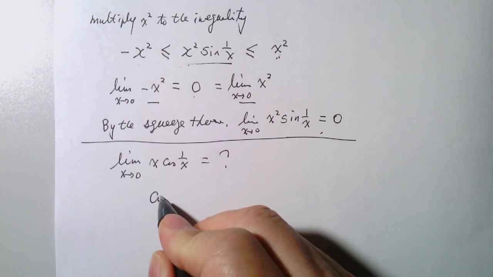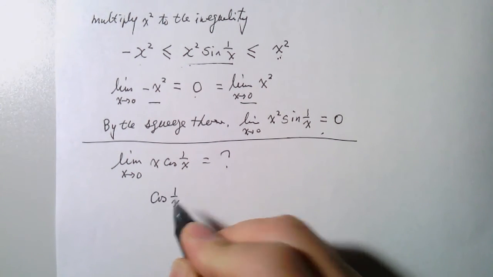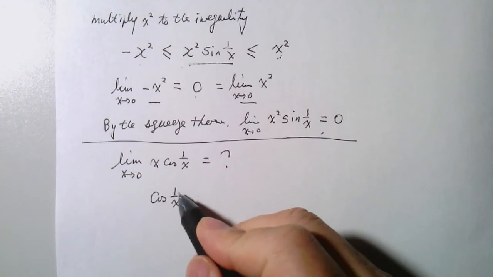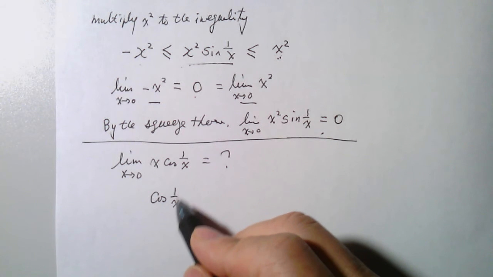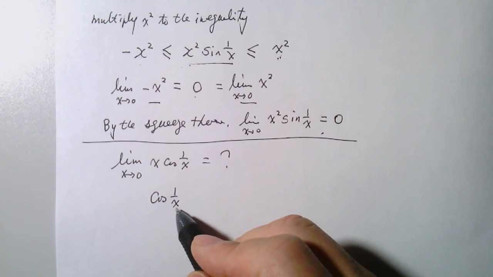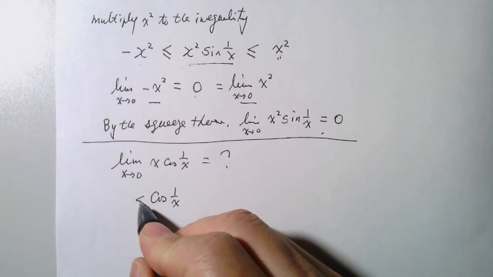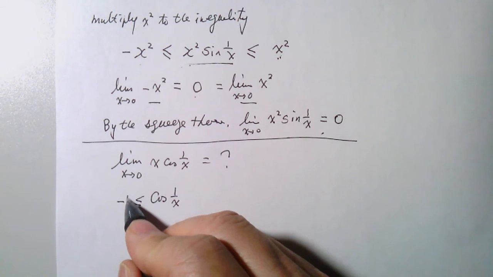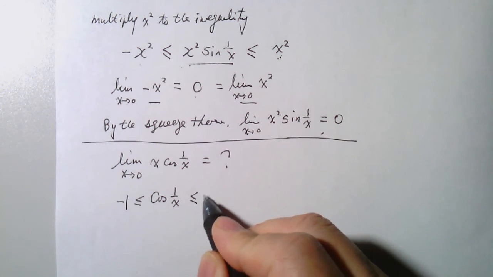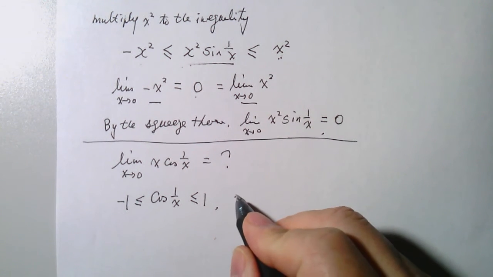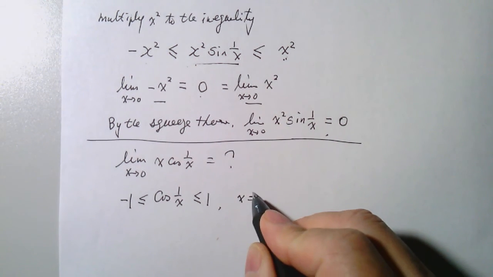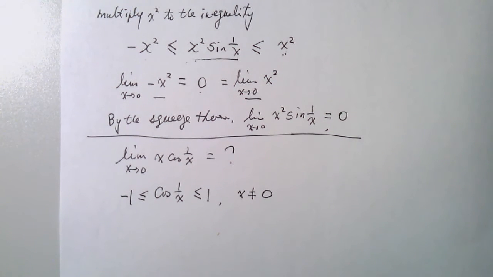Because cosine 1 over x, cosine of any argument, here the argument does not have to be 1 over x, any argument, the cosine function is always greater than or equal to -1 and less than or equal to 1, from -1 to 1. Of course, here you cannot allow x equal to 0, so you say x not equal to 0.